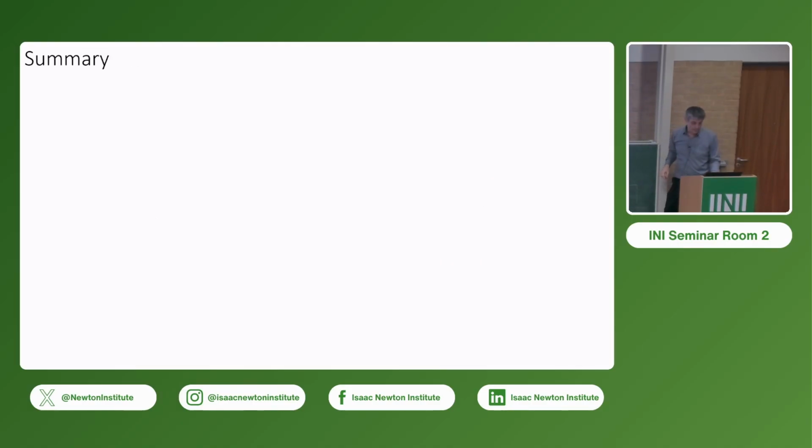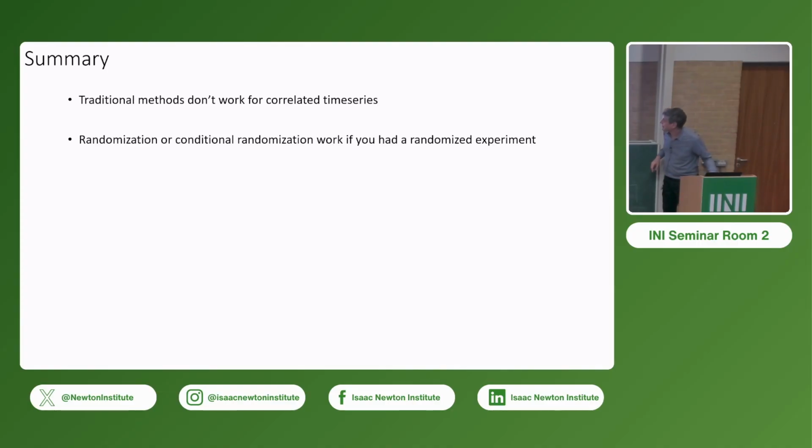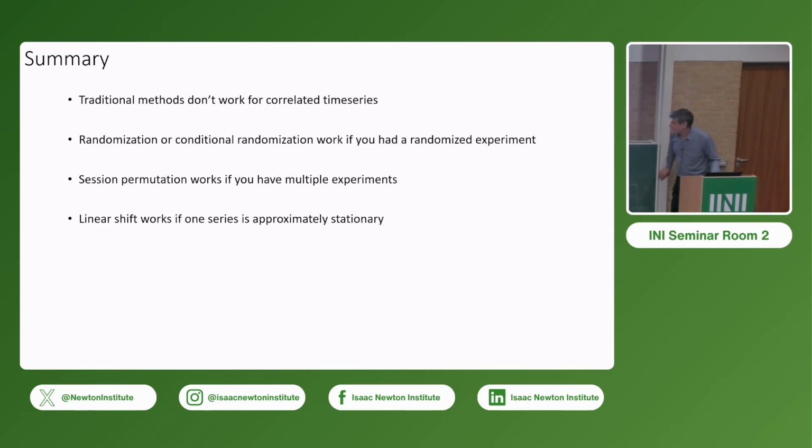All right, so to summarize, traditional methods don't work on correlated time series. Randomization or conditional randomization works if you have a randomized experiment, but conditional randomization is really hard to get working in practice. Session permutation works if you have multiple experiments. Linear shift works if one time series is approximately stationary. Incidentally, people in neuroscience usually use circular shift, but that doesn't work because it introduces a big discontinuity.